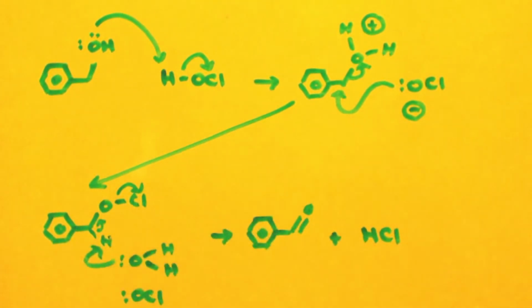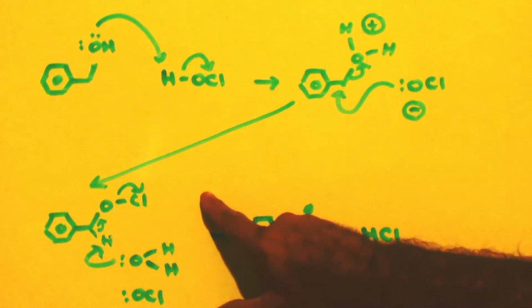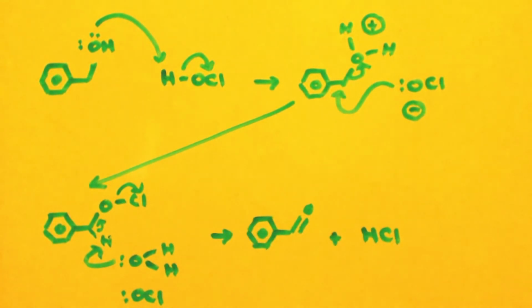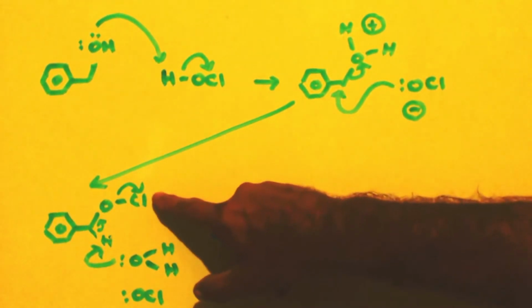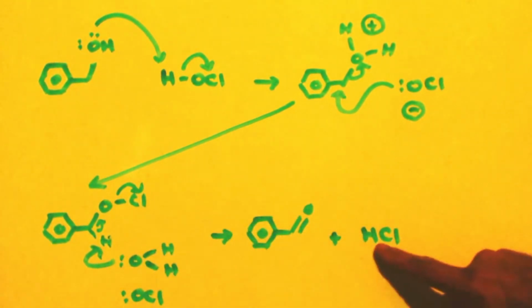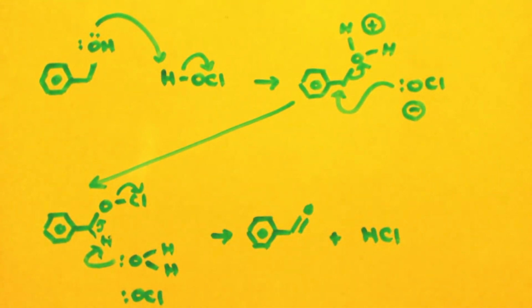But you took a proton off, so this is all negative now. And chloride is actually a good leaving group, so it leaves as a negative chloride anion. And what are you left with? Benzaldehyde. The chloride anion and the proton can link up to make HCl, and it'll leave the pot. You have to scrub it out. And that's basically the whole mechanism.